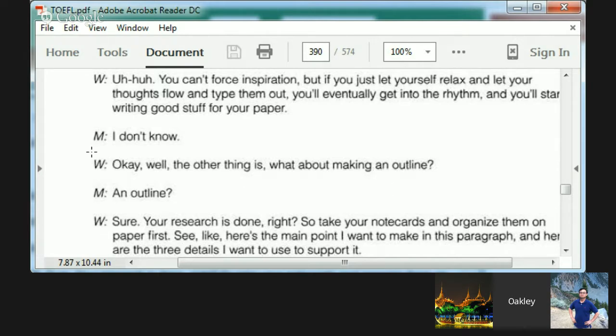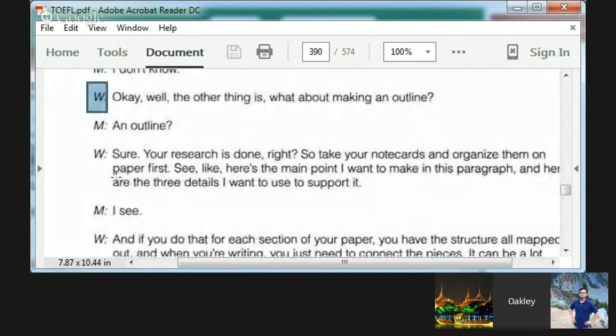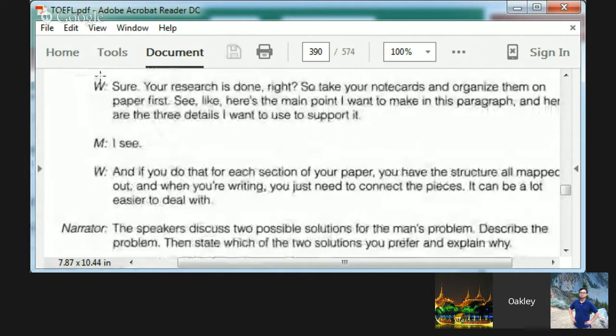I don't know. Okay, well, the other thing is, what about making an outline? An outline? Sure, your research is done, right? So take your note cards and organize them on the paper first. See, like, here's the main point I want to make in this paragraph, and here are 3 details I want to use to support it. I see. And if you do that for each section of your paper, you have the structure all mapped out. And when you're writing, you just need to connect the pieces. It can be a lot easier to deal with.